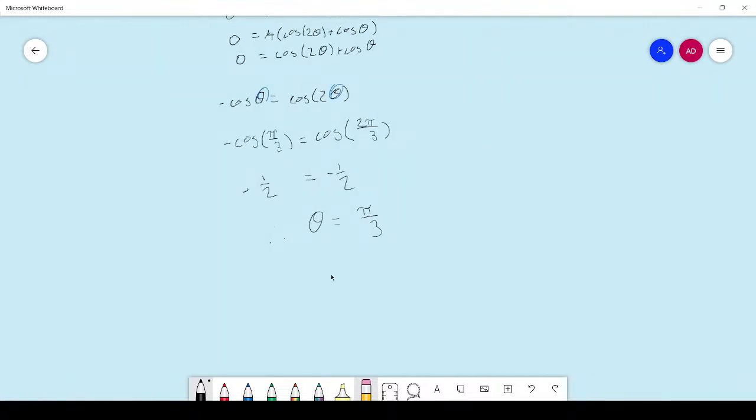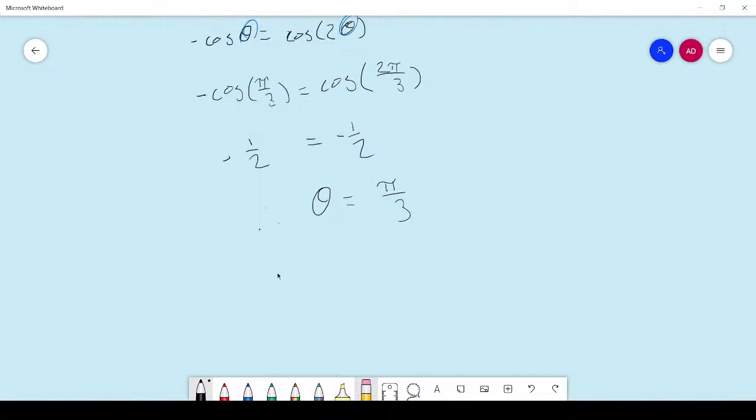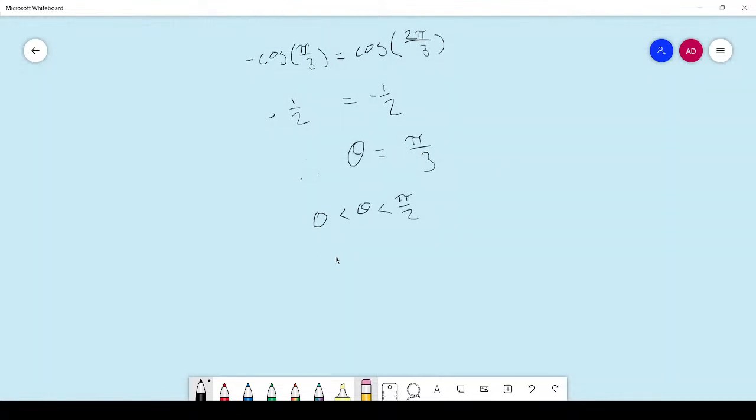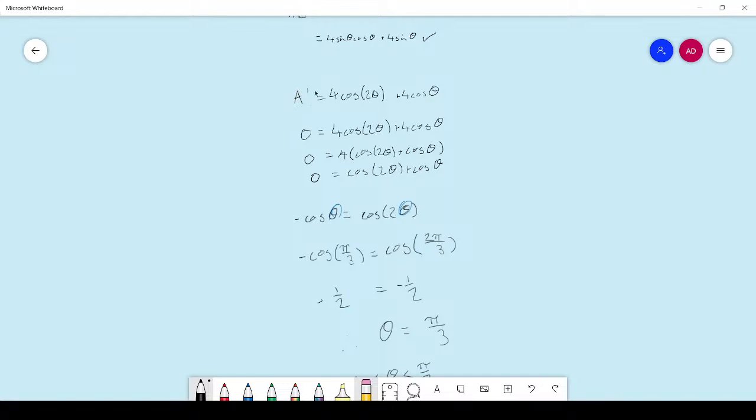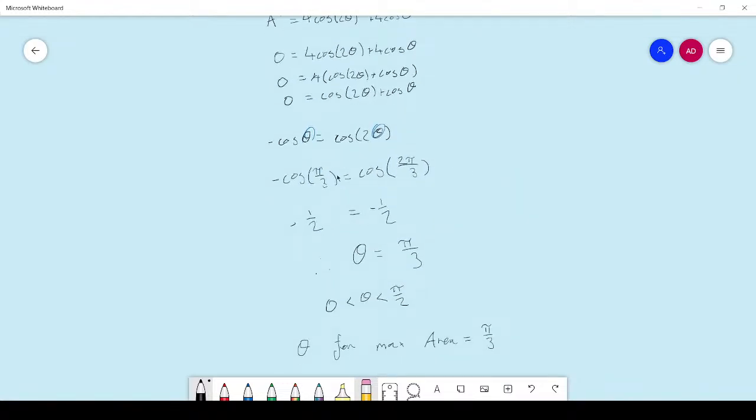The other thing we had to check, if you remember at the beginning of the question, was that theta was between 0 and pi on 2, and pi on 3 obviously satisfies this constraint as well, which was the other constraint provided in the question. So the angle theta for maximum area is equal to pi on 3. Right, so we just found that using optimization. So derivative, set it equal to 0, and then we used the unit circle to find the exact values, and theta was equal to pi on 3.